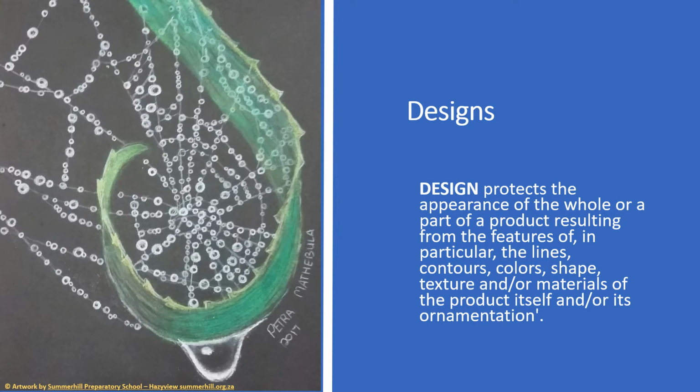Designs, on the other hand, protect the appearance of the whole or a part of the product, so it protects the aesthetic or the functional features of that product. And it could be in lines, contours, colors, shapes, materials, and the product itself. It's very often used in combination with trademarks because it protects the underlying same principle.